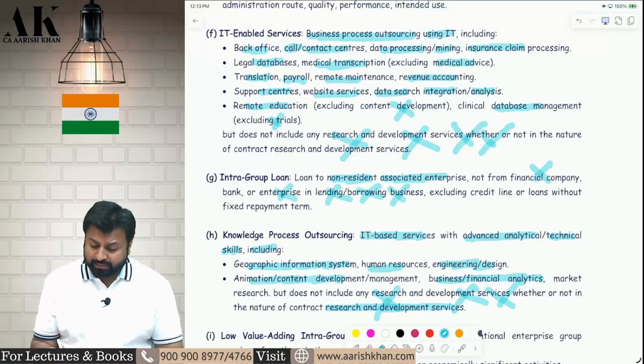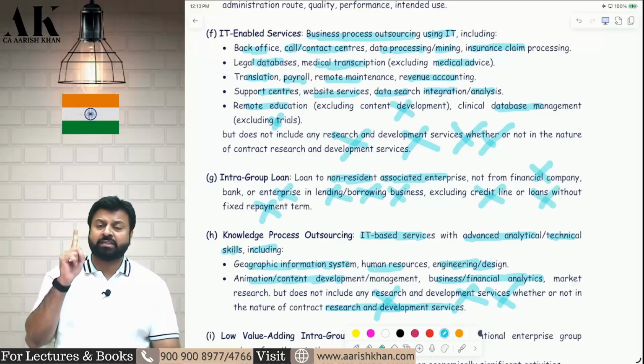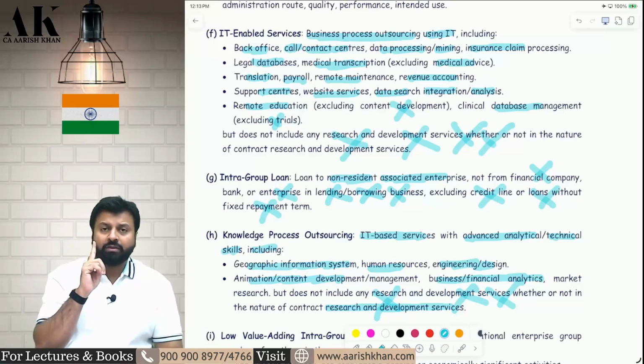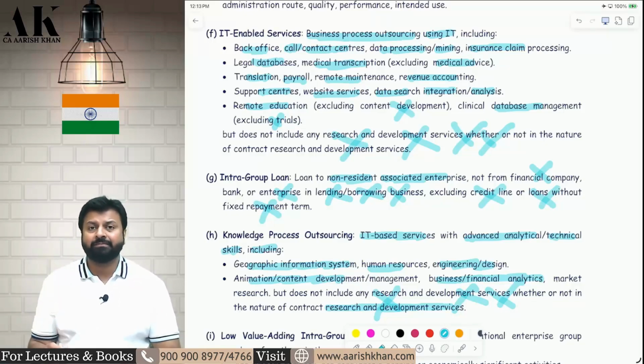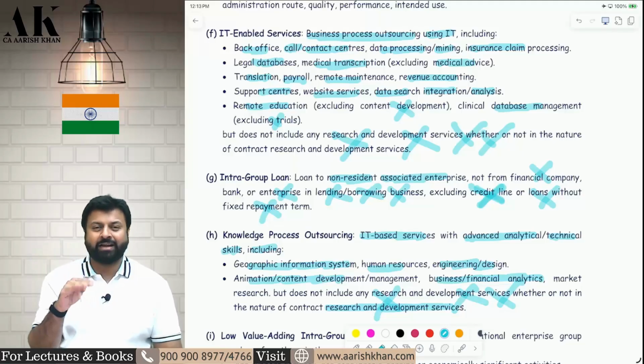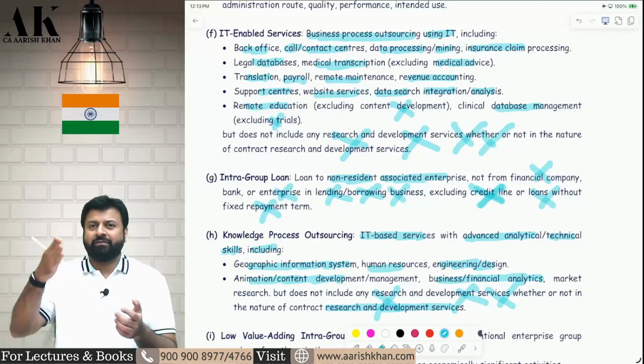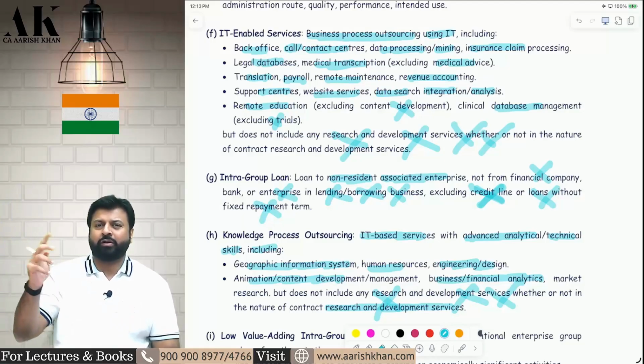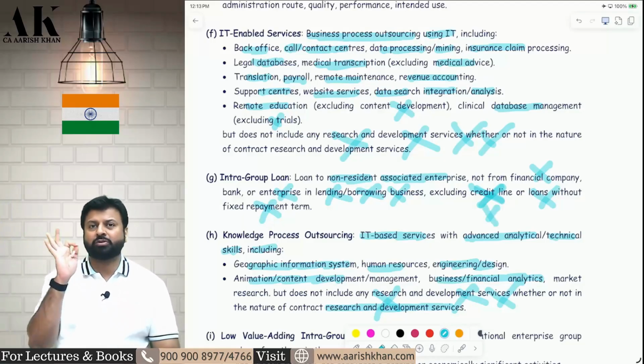Plus, it does not include credit line or loans without fixed repayment. There has to be a loan with fixed repayment, and there has to be no credit line. Credit line means it's kind of a bank overdraft. We are giving you credit, you can withdraw whenever you want. You don't want to withdraw, don't withdraw. It should not be of that. It should be an absolute loan.